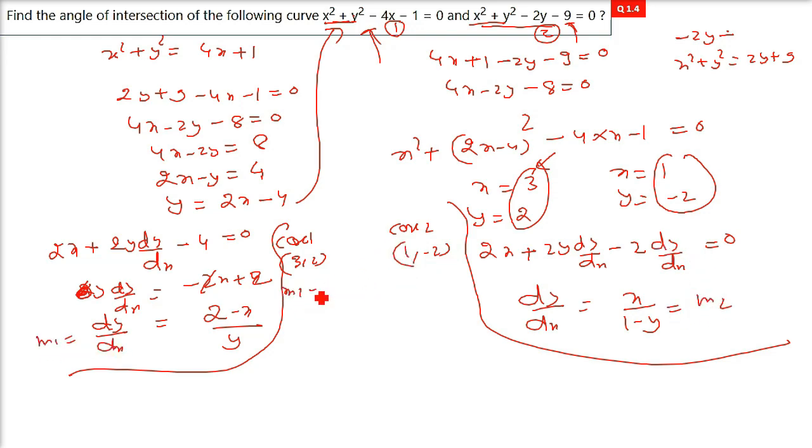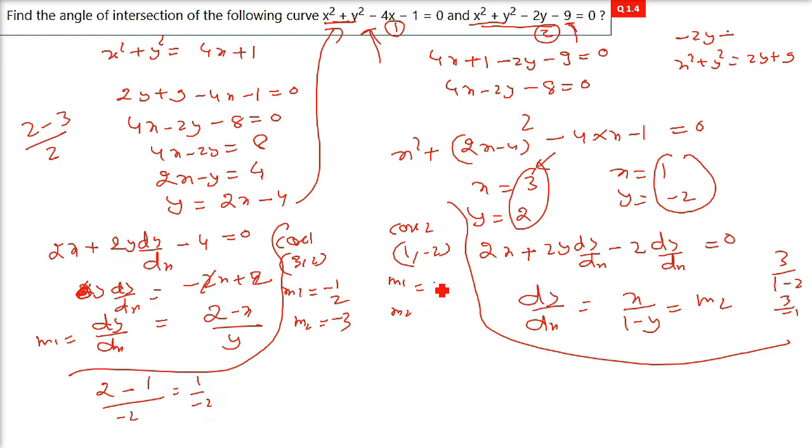So what will be M1 in this case when you put 3 and 2? 2 minus 3 divided by 2, so you get minus half. How about M2? M2 will be, 3 and 2 has to be put in the x by (1 minus y). It will be 3 by (1 minus 2), so it will be negative 3. In case 2, same thing. 1 and negative 2 you have to put. M1 is 2 minus 1 divided by minus 2, so just minus half. So now you have M1, M2 for case 1, and M1, M2 for case 2.